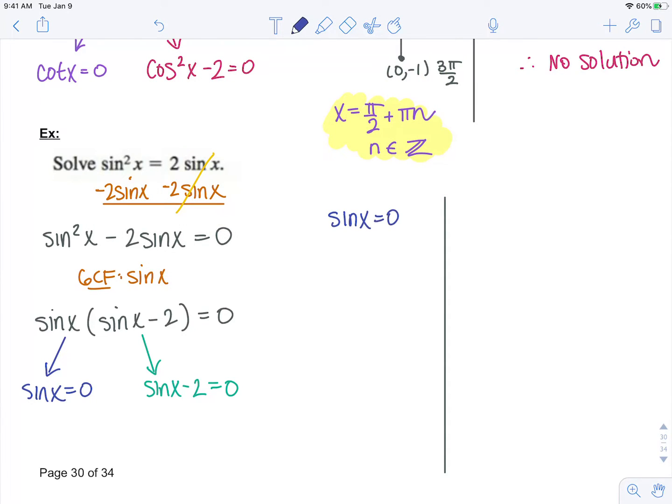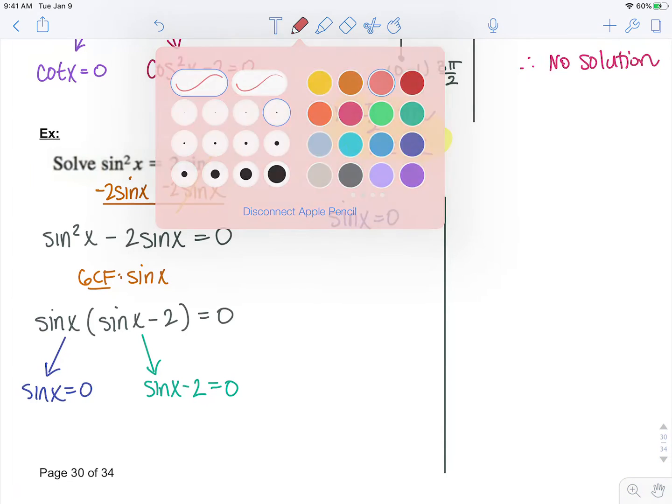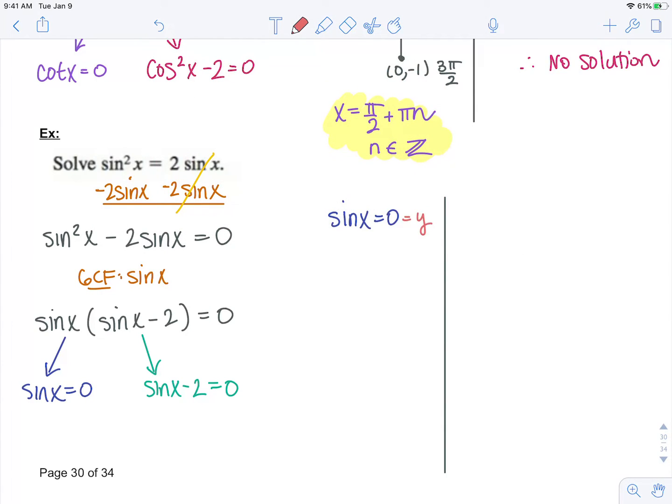So if sine x equals 0, I have to think about, in my unit circle, where is sine equal to 0? And remember, sine in the unit circle is y. So where does y equal 0 in my unit circle? Well, that happens here at the point (1, 0), where our angle is 0, and it happens here at (-1, 0), where our angle is pi.